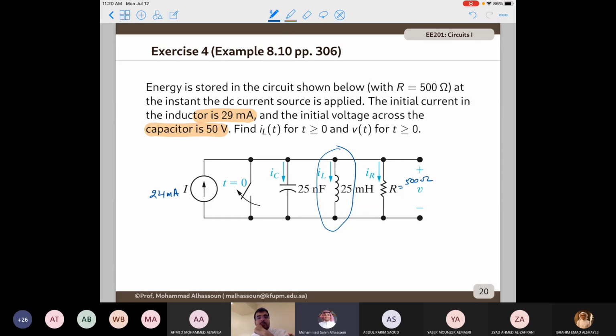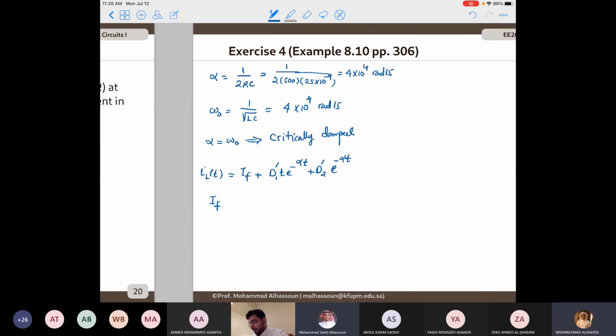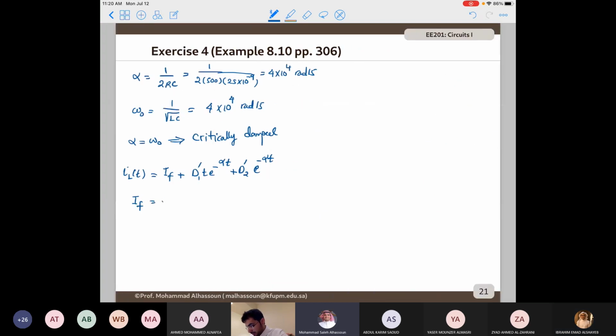I final is what, Ibrahim? It is 24 milliampere. Exactly, 24 milliampere. Okay. Now, in order to find D1 prime and D2 prime, you need to actually know the initial value.